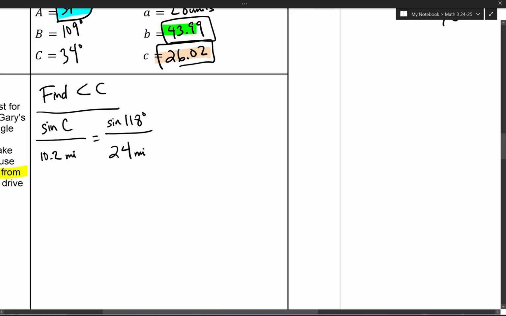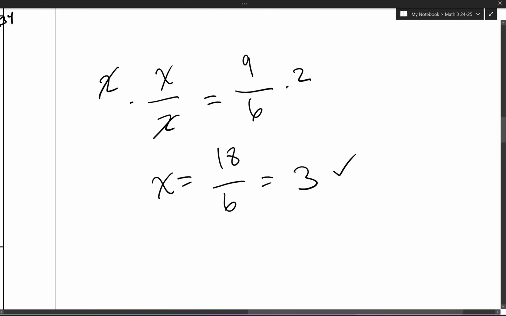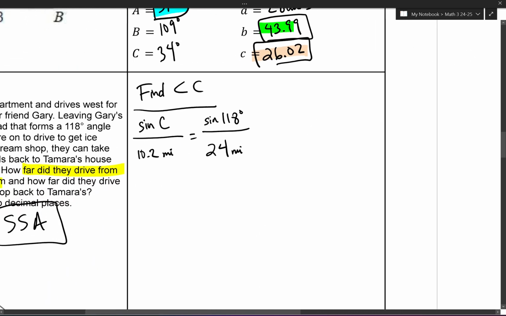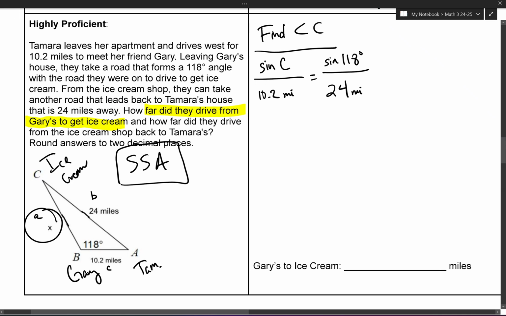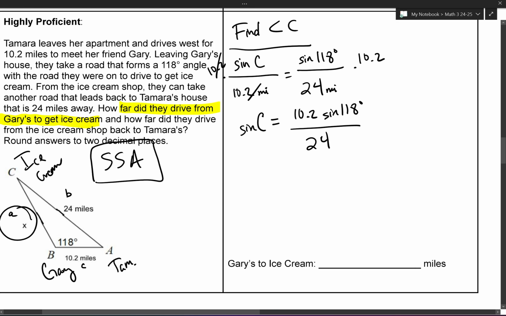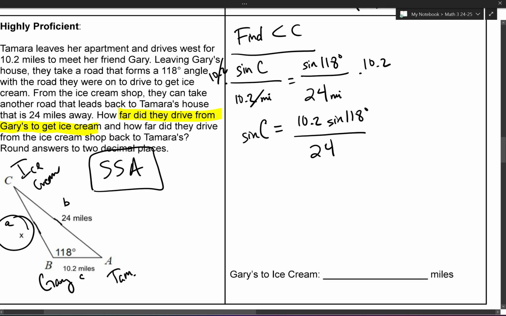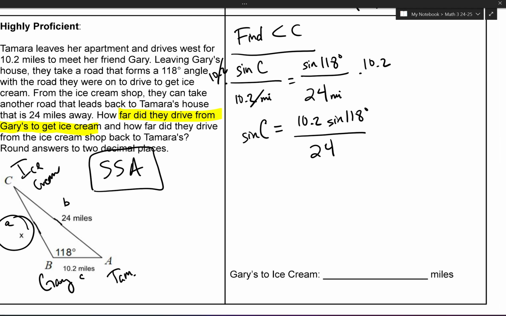Let's solve for C. Again, that is comparable to this problem right here. I know there's sine here, and there's degrees, other stuff going on, but same idea. Multiply by the denominator, multiply by 10.2, and I get sine of C equals 10.2 times the sine of 118 degrees all over 24. Voila, we found C. No, we did not find C. You found the sine of C. I want to find C.